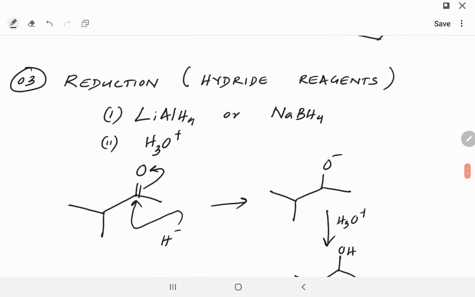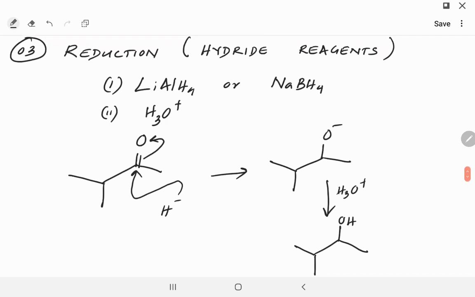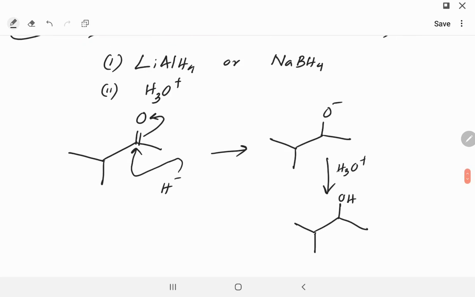And last but not least, we talked about the reduction of carbonyl compounds, aldehydes and ketones. You can use lithium aluminum hydride or sodium borohydride for the reduction. These reagents will give out hydride ions, and it will convert the carbonyl group into an alcohol.